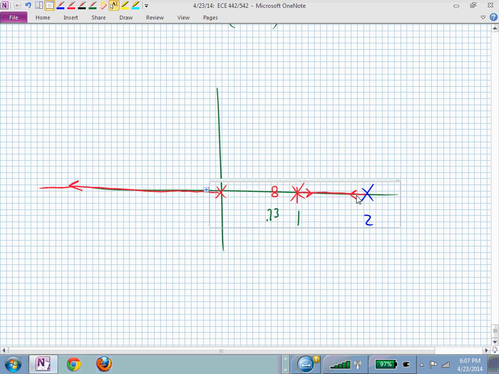How many asymptotes do we have? 1, 2, 3, 4. How many asymptotes do I have? What's my pole zero excess? 1. So I have 1 asymptote, 1 zero at infinity, and we always know that's going off at minus 180. So those 2 branches between 1 and 2 are going to meet, break away, and what's going to happen? They are attracted to those finite zeros.